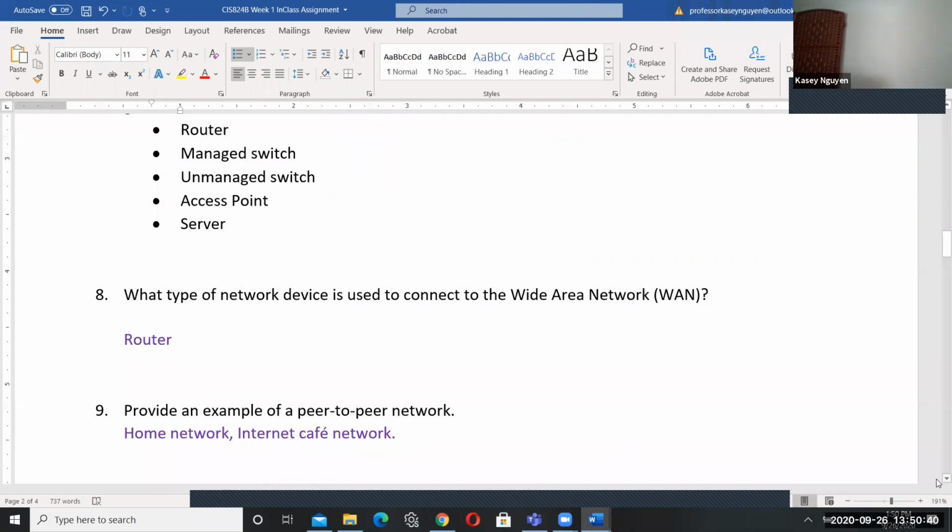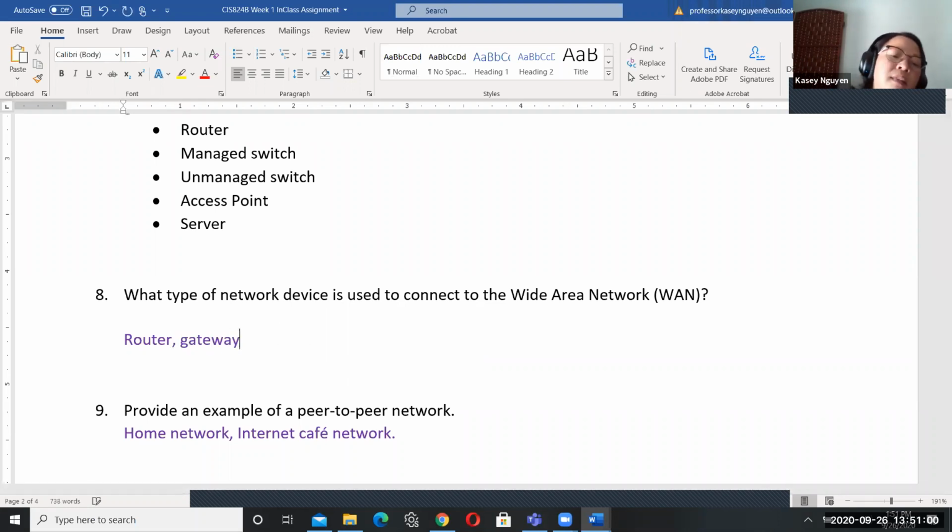So in the next question, I touched on this briefly. It says, what type of network device is used to connect to the wide area network? And that's, you would use a router. The router is often referred to as a gateway.